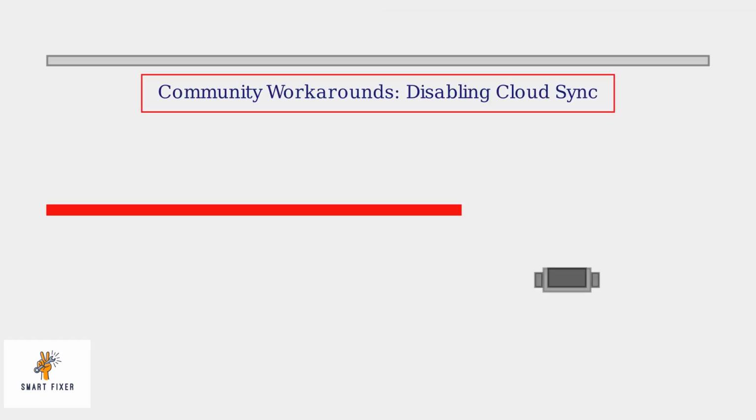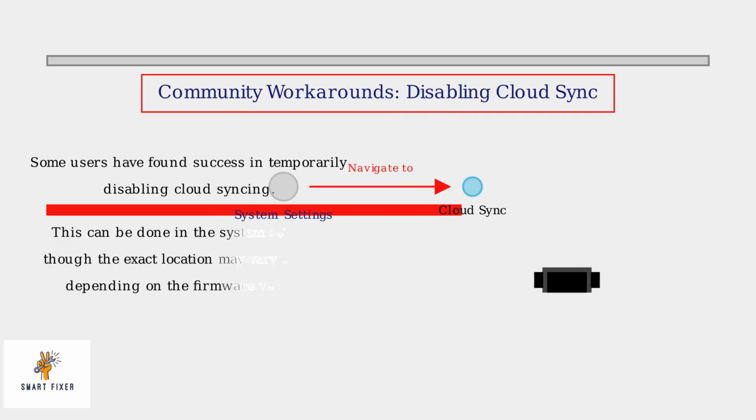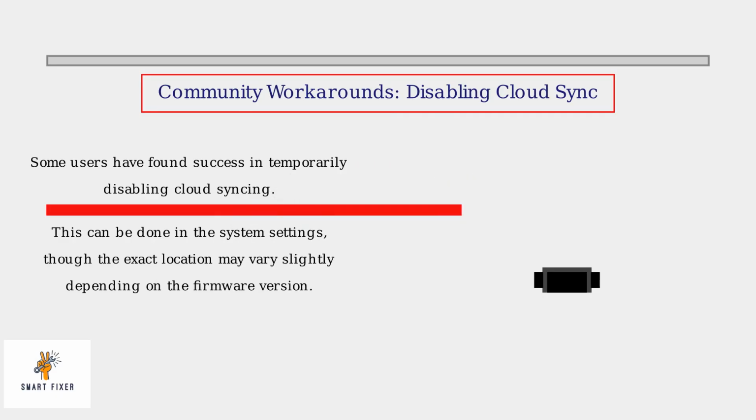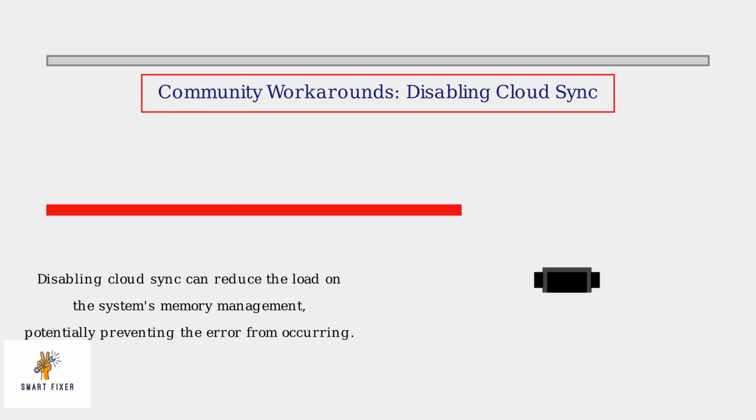Some users have found success in temporarily disabling cloud syncing. This can be done in the system settings, though the exact location may vary slightly depending on the firmware version. Disabling cloud sync can reduce the load on the system's memory management, potentially preventing the error from occurring. Remember to re-enable cloud sync later to back up your save data.